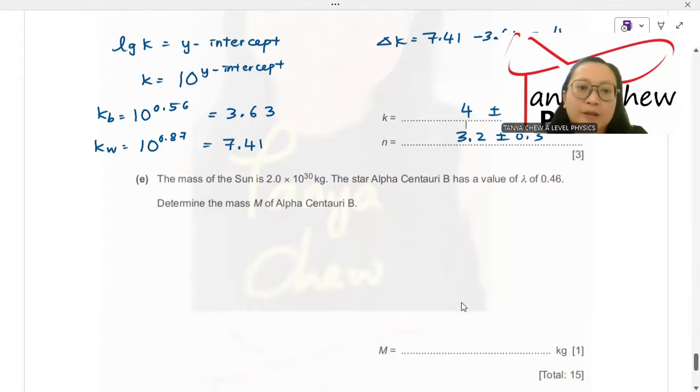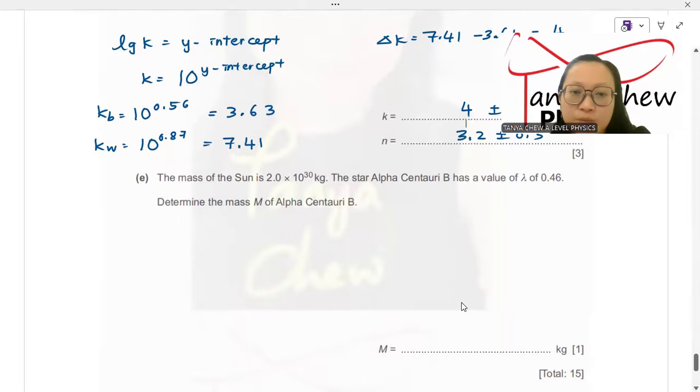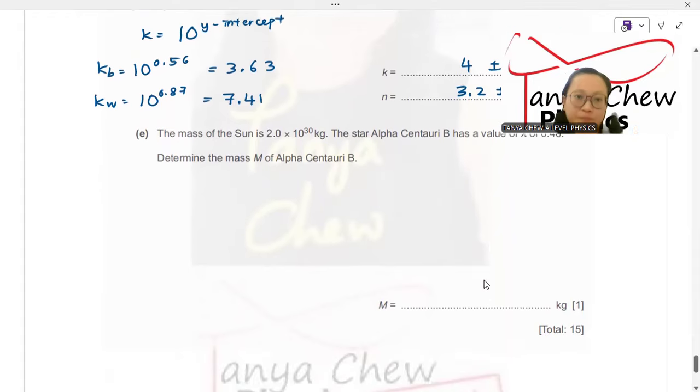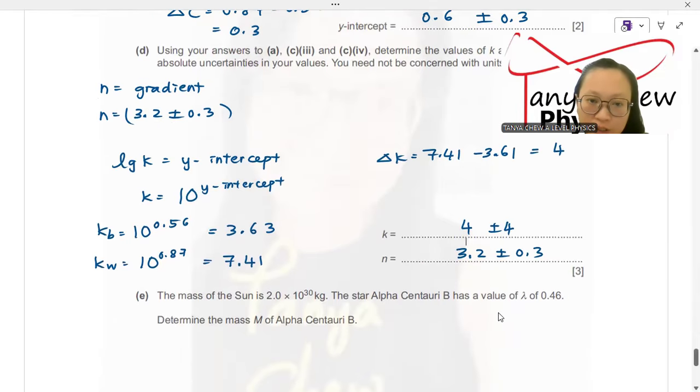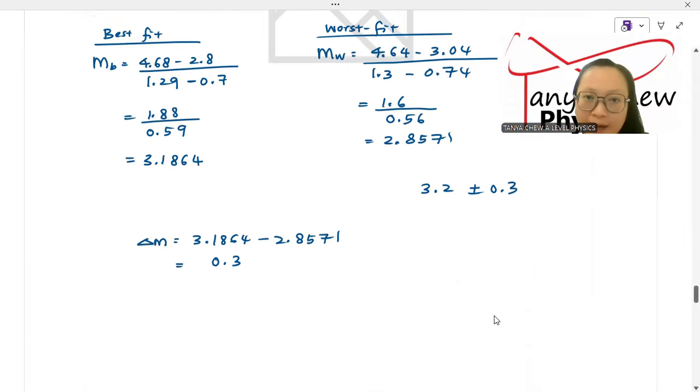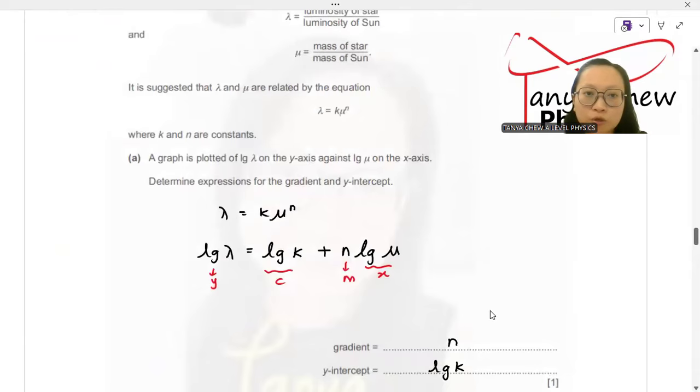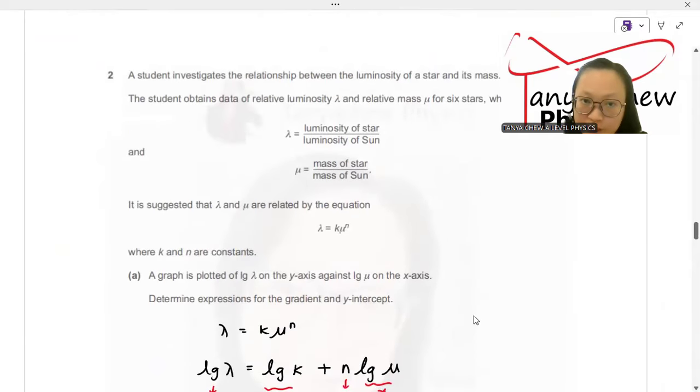Right. E, the mass of the sun is 2 times 10 to the power 30 kilogram. The star Alpha Centauri B has a value of lambda of 0.46. So we have to determine the mass M of Alpha Centauri B. Now, for this question, I'm going to scroll up. I want you to look at the second question again.